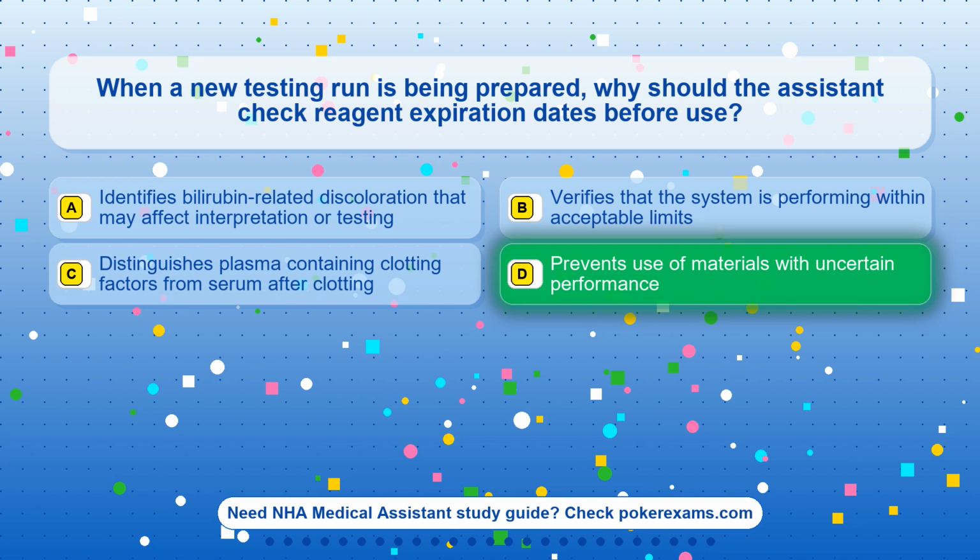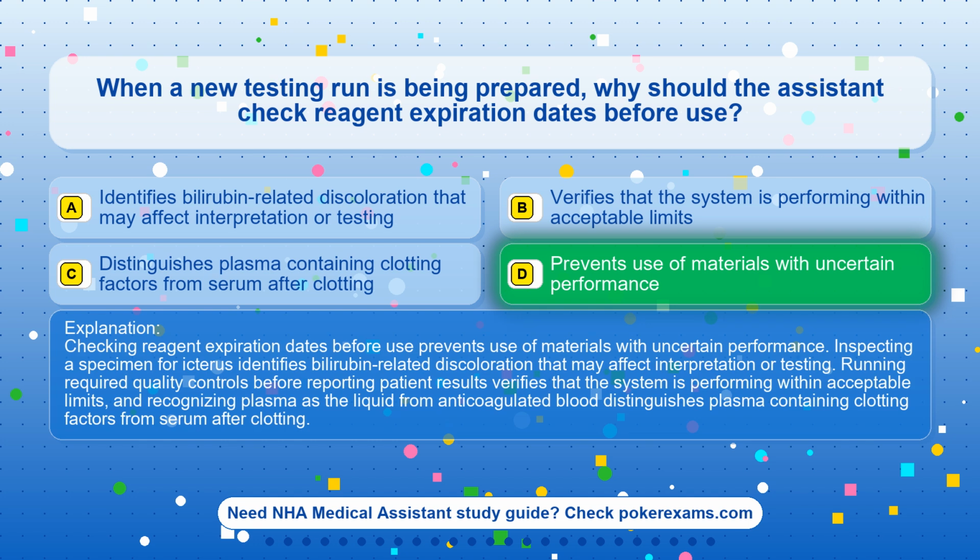The correct answer is option D, prevents use of materials with uncertain performance. Checking reagent expiration dates before use prevents use of materials with uncertain performance. Inspecting a specimen for icterus identifies bilirubin-related discoloration that may affect interpretation or testing. Running required quality controls before reporting patient results verifies that the system is performing within acceptable limits, and recognizing plasma as the liquid from anticoagulated blood distinguishes plasma containing clotting factors from serum after clotting.